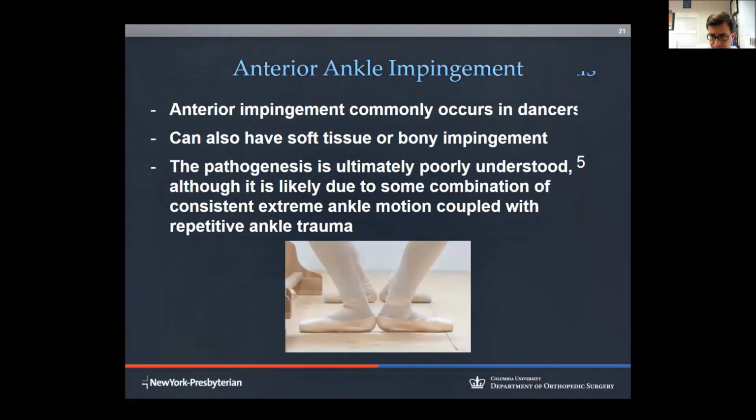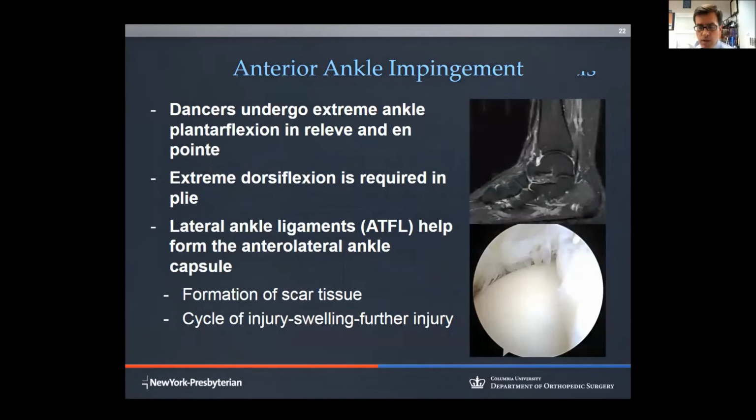So anterior ankle impingement, kind of honing in on our last topic here, is the most common clinical problem in the general population, certainly of these three. It's the same concept. There's tissue that gets impinged in the anterior ankle that can once again be soft tissue or bone. And although it's relatively straightforward, the exact pathogenesis is not entirely understood, although it's likely related to extreme ankle motion, most notably in this case dorsiflexion, but maybe plantar flexion as well, coupled with repetitive ankle trauma. As we know, dancers undergo extreme ankle plantar flexion and certainly put strain on the anterior capsular structures, and extreme dorsiflexion just brings them into close proximity so that they can impinge upon one another.